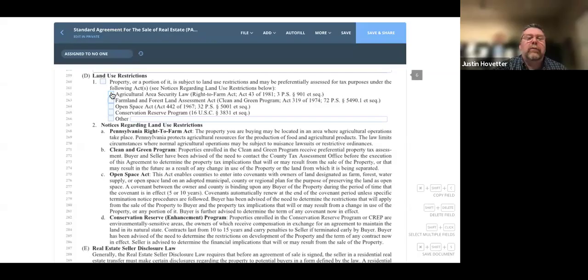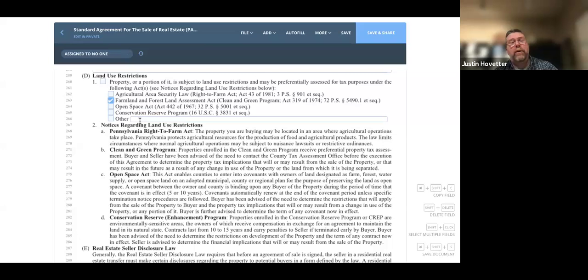So the ones to really watch for, I think, are these two: Conservation Reserve Program and Agriculture Area Security. Farmland and Forest Land Assessment Act, Clean and Green Program. Generally, I consider that a net positive for a property owner. It has to be 10 acres or more, and it drastically reduces the tax impact on the homeowner.